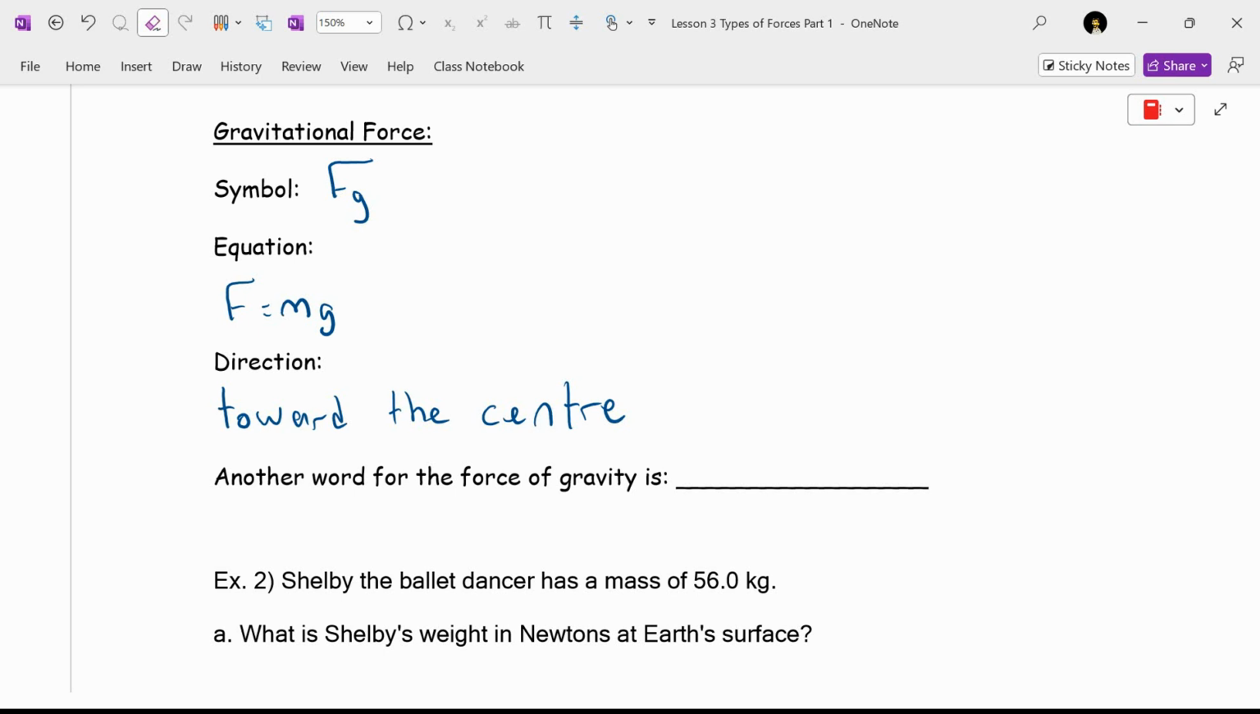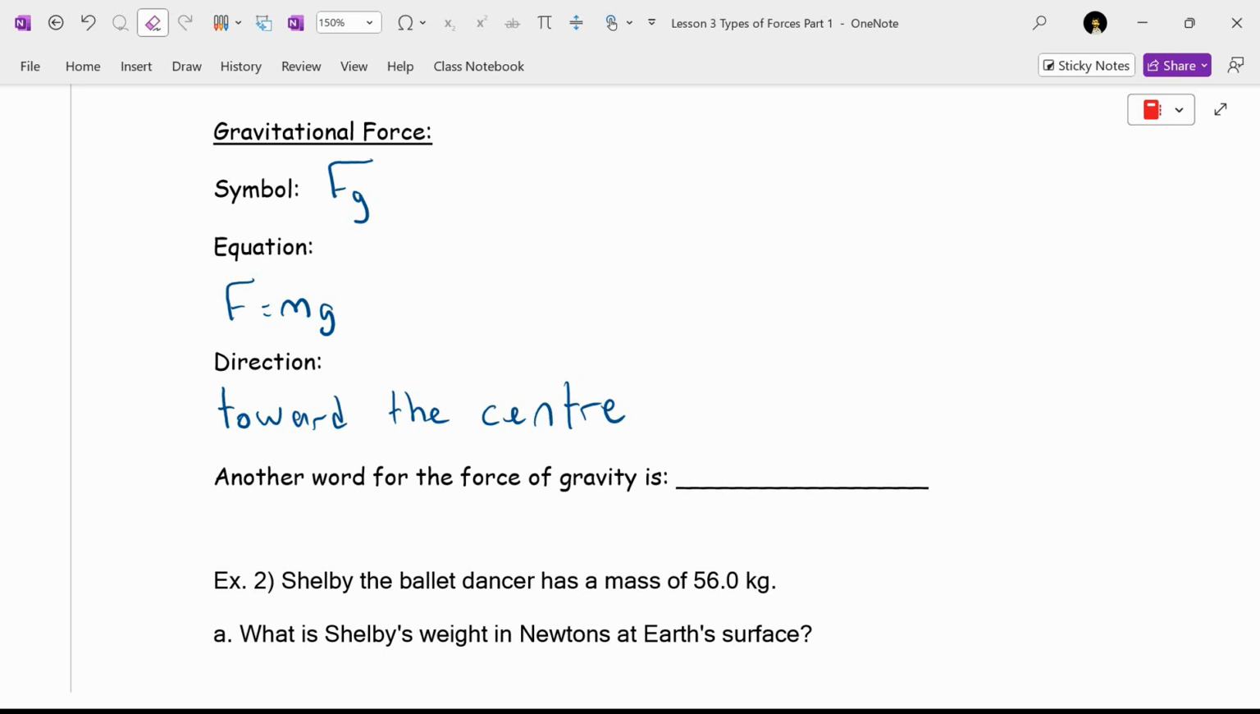Now, all of you look at your formula sheet, please. Look where it says F net equals ma on the front page, about a third of the way down. Right next to it, Alexia, what's another word for the force of gravity?